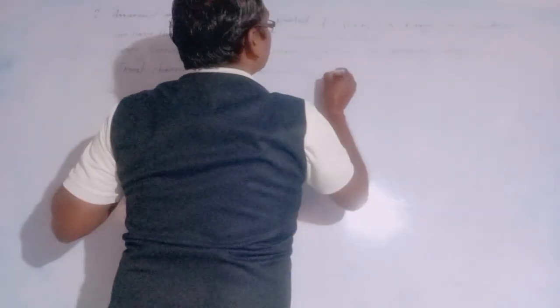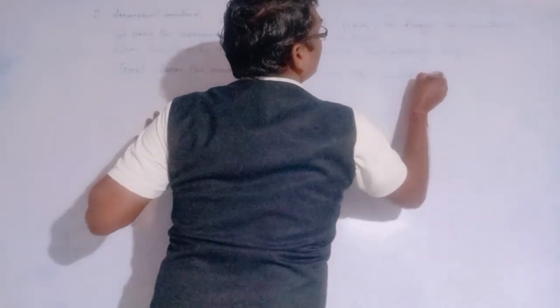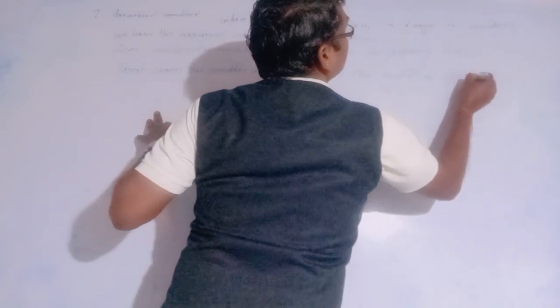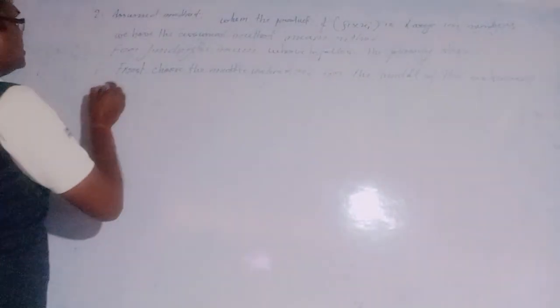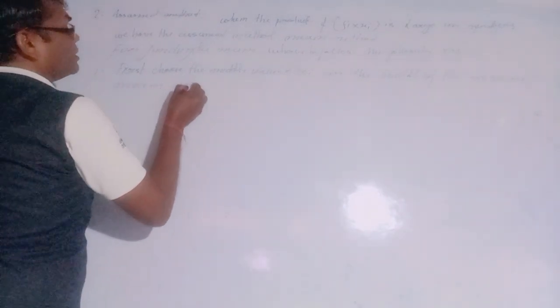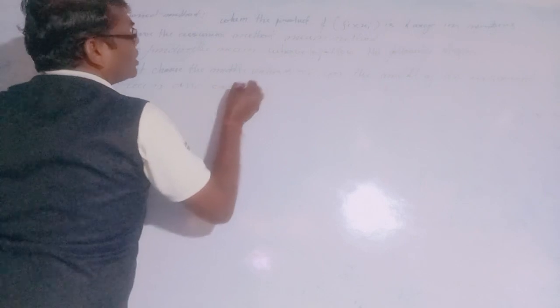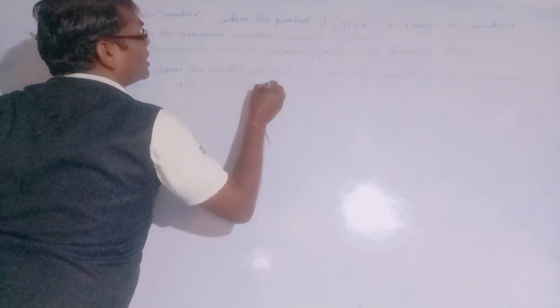Choose it in the middle of the assumed mean, and call it a. Okay, a means assumed, so call the middle value a.